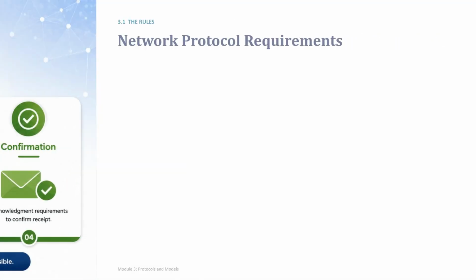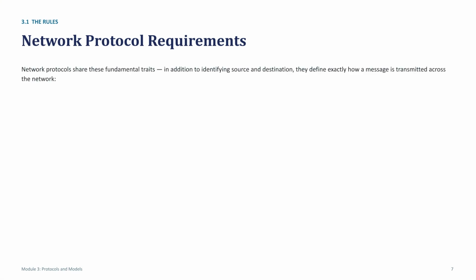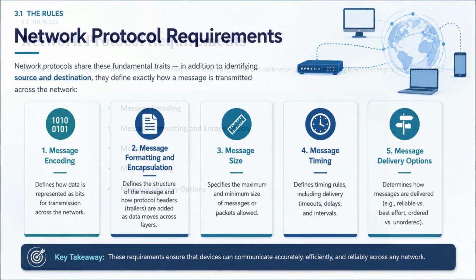This slide is just a preview list: 5 things every network protocol handles: message encoding, formatting/encapsulation, size, timing, and delivery options. Each gets its own slide next. Tell students this is the backbone of the rest of Section 3.1, so they know what's coming.